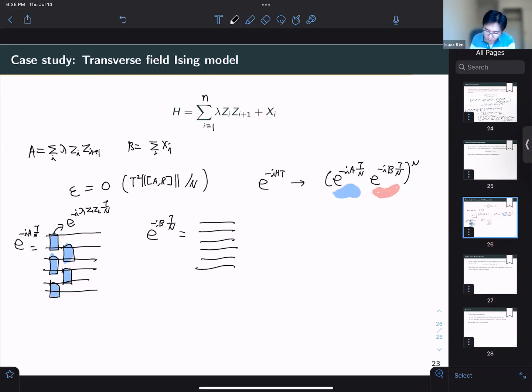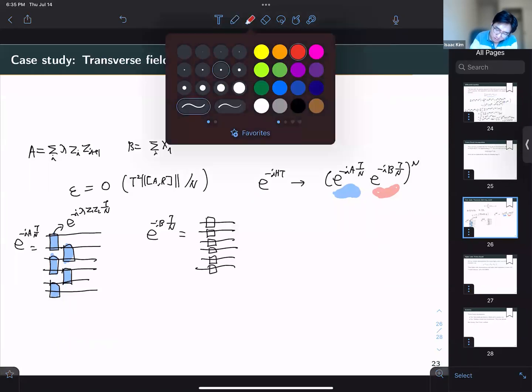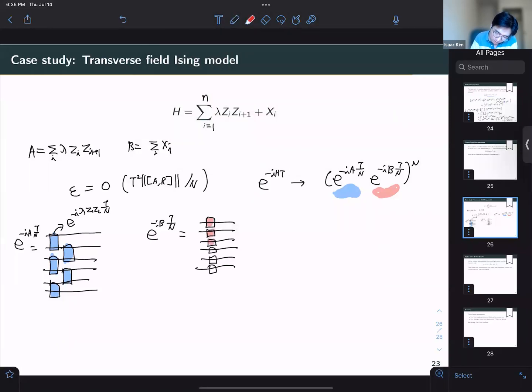What about e to the minus iB t divided by n? In that case, we're going to have these single qubit gates, right? Because if you look at B, this is a sum of X_i. So if you exponentiate them, all of them commute with each other, and every single one of them will be just single qubit gates. So if you have n qubits, then the total cost will be O of n 2-qubit gates and O of n 1-qubit gates.